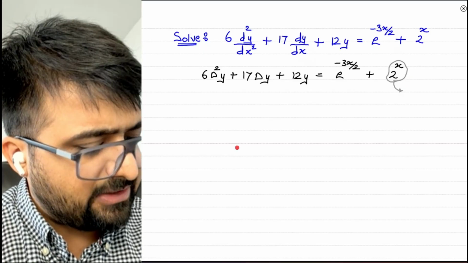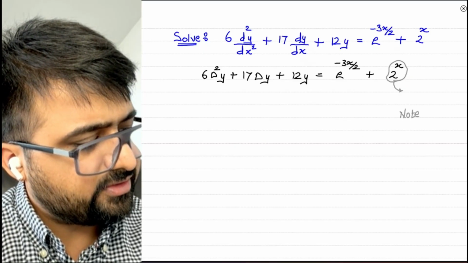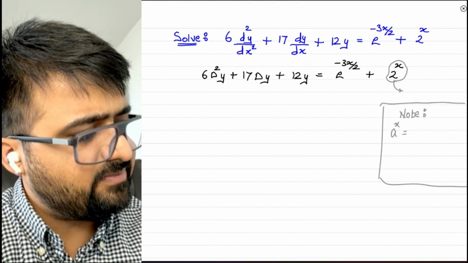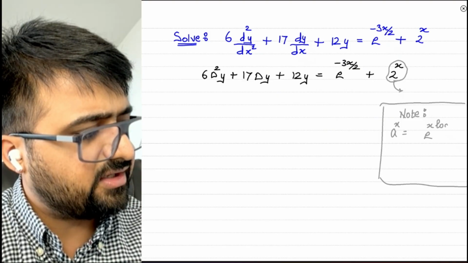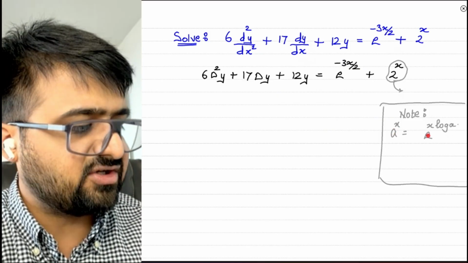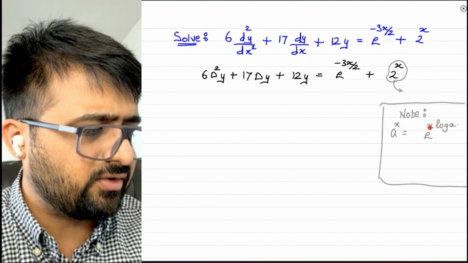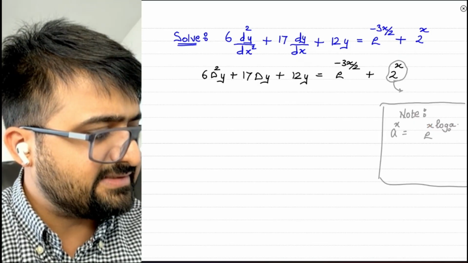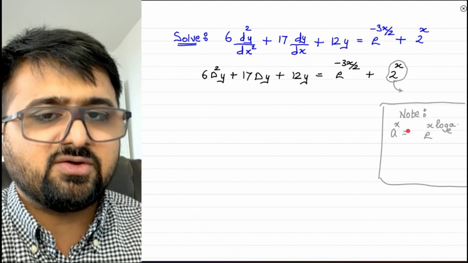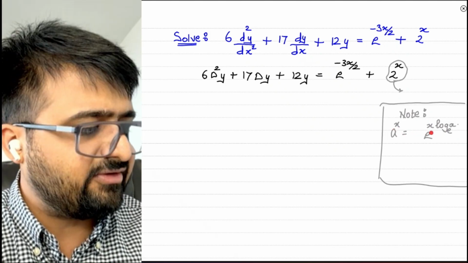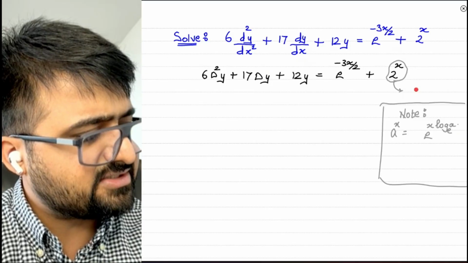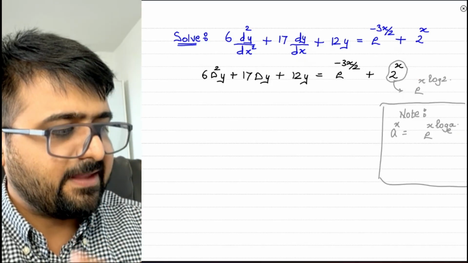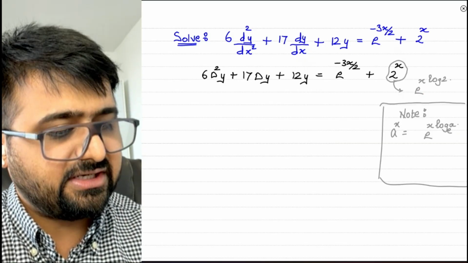Remember that a to the power x, I will write a note here so that we can remember it. Always, a to the power x can be written as e to the power x log a. That's the property of log. If you think about it, that x can just go in the power of a, and since the base is e, both are essentially equal. So just remember that a to the power x is e to the power x log a. So this can just be written as e to the power x log 2. I hope that makes sense. So I'll write 2 to the power x as e to the power x log 2.